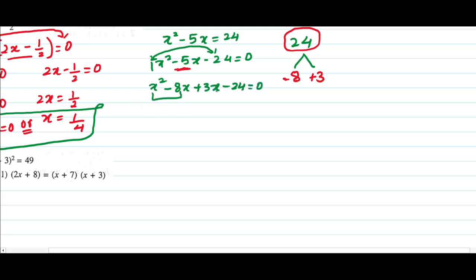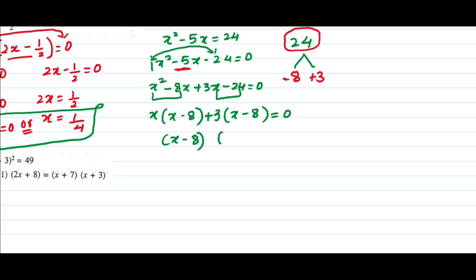Now I'll take the common terms, that is x of x minus 8, here also x minus 8 and here we will write it as 3. Why? Because 3 into x is 3x and 8 3s are 24, plus sign, which is equals to 0. So x minus 8, we will write the common terms one side and the remaining terms one side.